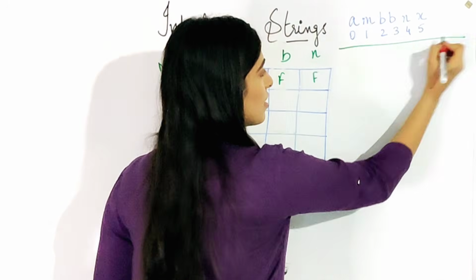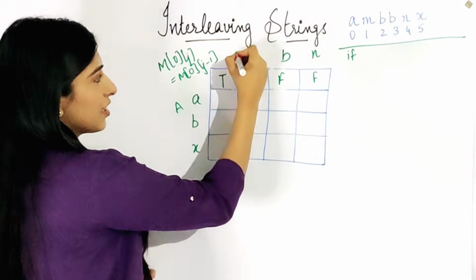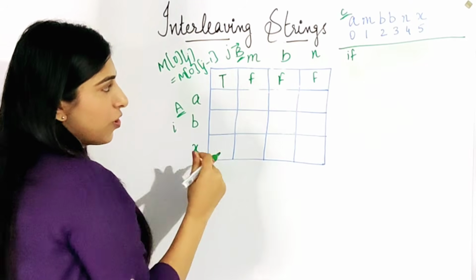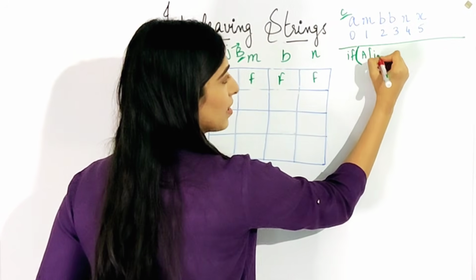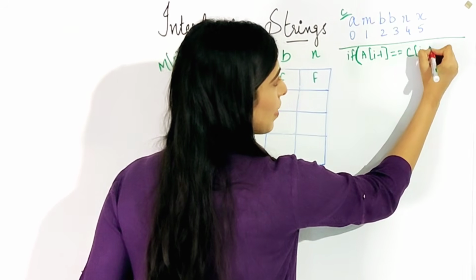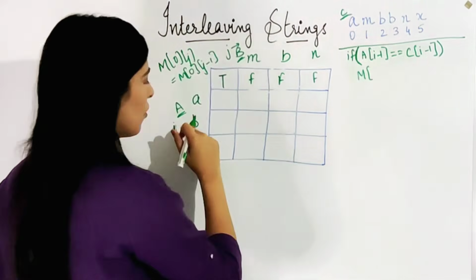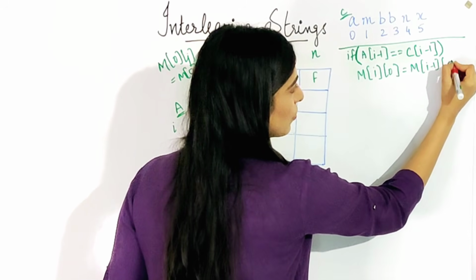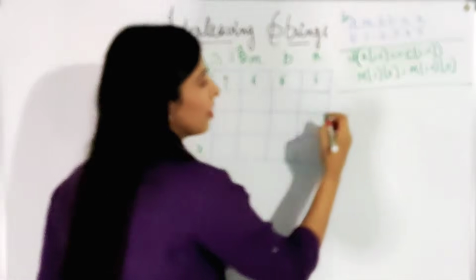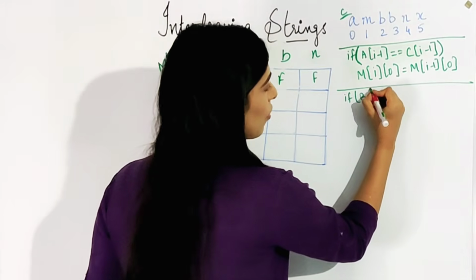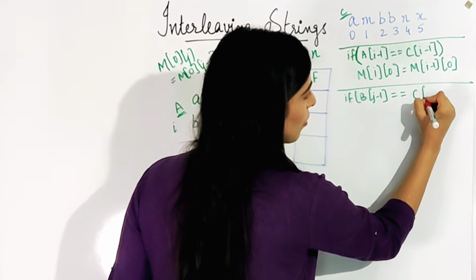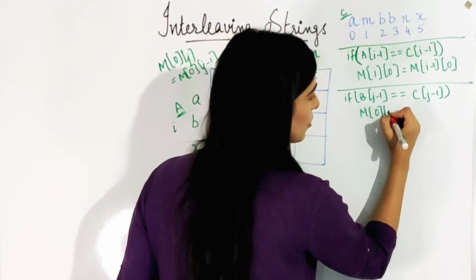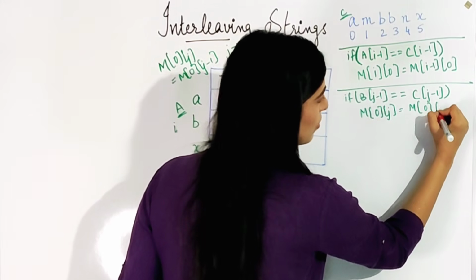Just to write the initial conditions, if this string is say A, this string is B, and our final string given to us is C, and we use the variables I to go over the rows and J to go over the columns, then if A of I minus 1 is equal to C of I minus 1, then M of I, 0 will be equal to M of I minus 1, 0. So this is the initial condition for column. The initial condition for row will be if B of J minus 1 is equal to C of J minus 1, then M of 0, J will be equal to M of 0, J minus 1.